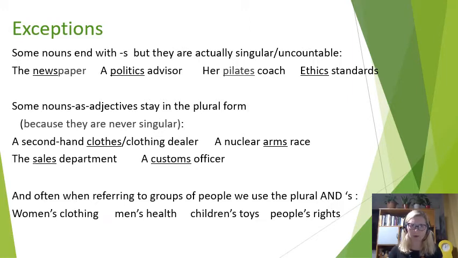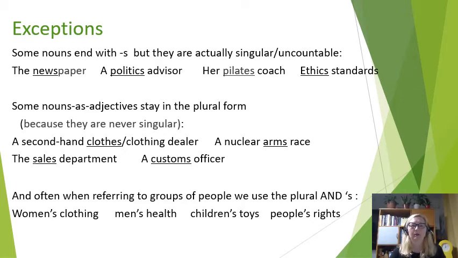So some nouns end with S, but they're actually singular or uncountable. So news, politics, Pilates, and ethics, they don't have a singular form. So if you use them, you keep them in the plural. Similar to here, like clothes, arms, sales, or customs, oh, well, that's basically the same thing as before. Okay. So these nouns only really exist in the plural, or they are singular, but they have an S.